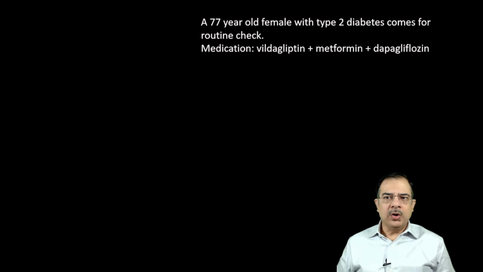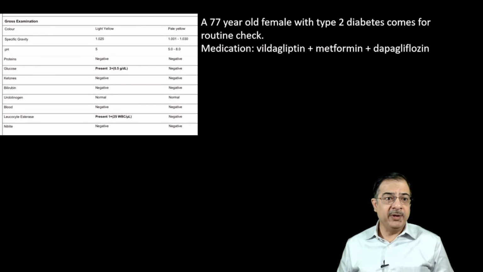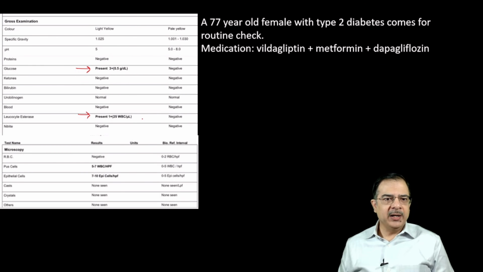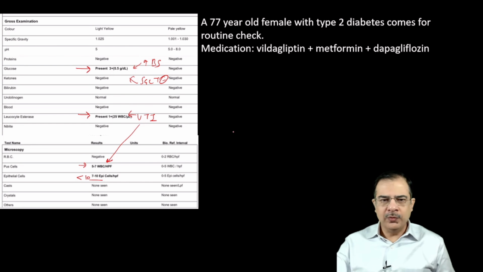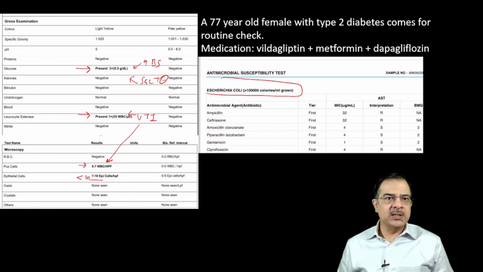6.8. Now, a type 2 diabetes routine checkup, the patient is taking vildagliptin, metformin, dapagliflozin, a 77-year-old female. So obviously glucose is present and leukocytes are present in this patient. And when we did the microscopy, pus cells were high and epithelial cells were 10 or less than 10. So that means it is not a contaminated sample. This is most likely the effect of high blood glucose, or the effect of SGLT inhibitors, and this is due to UTI. So we have to ask the patient for a urine culture, and yes, when the urine culture came, E. coli was present in our patient.